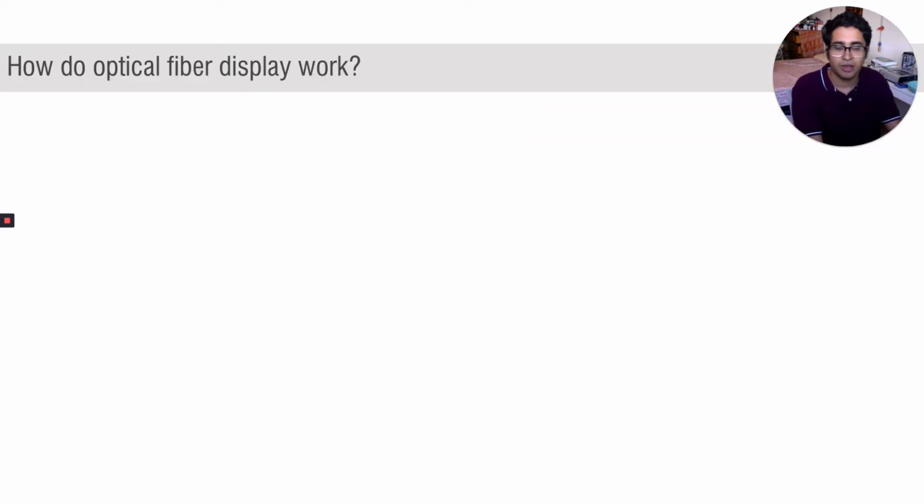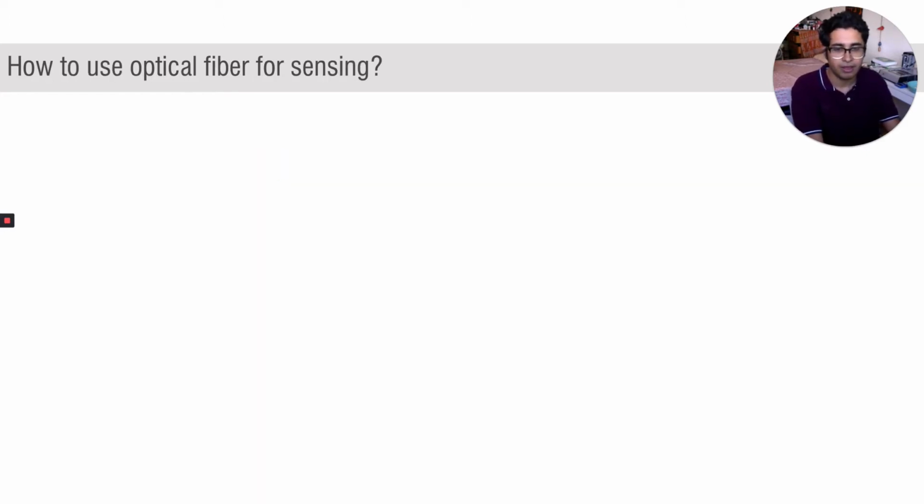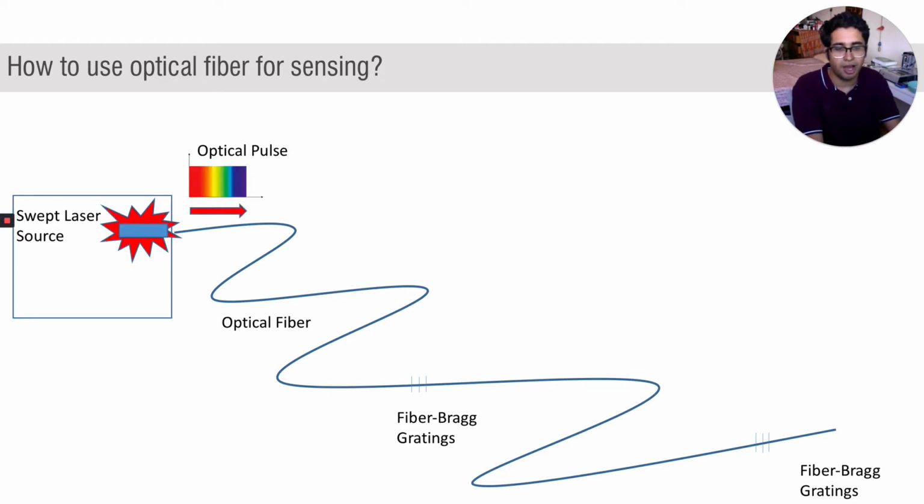Now let's take a look at how it all works. If we have an optical fiber of any length, and we pass light on one end, then the light comes out on the other end. This is relatively simple. But how can we use optical fibers for sensing? Let's take an optical fiber and look at what happens. First, we shine a broad spectrum laser source through the fiber. Now this produces an optical pulse.